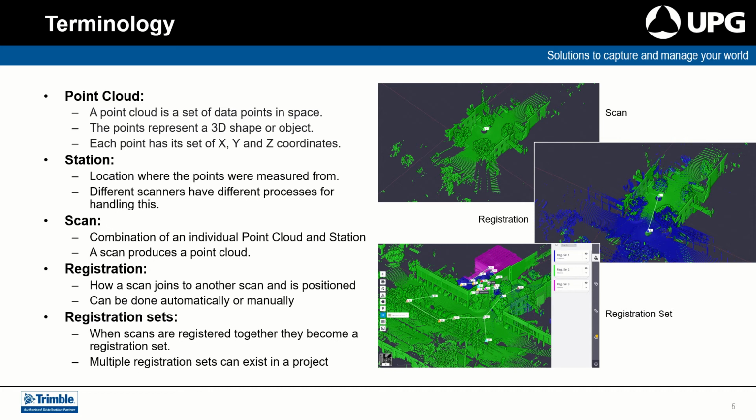Registration is how two scans are joined together and positioned in 3D space. This can be done automatically or manually, and there are a couple of different ways that registration can be done. Registration sets are when multiple registered scans are joined together. You can have multiple registration sets within a project, and a good example of this would be outside, one registration set where you join all the outside scans together, and inside on the ground floor would be another registration set, and maybe the first floor would be a third registration set within a project.